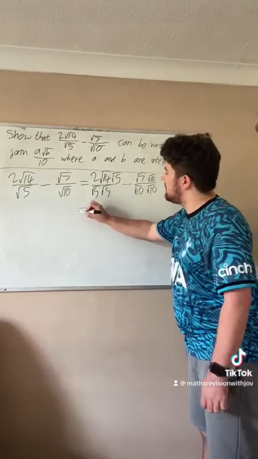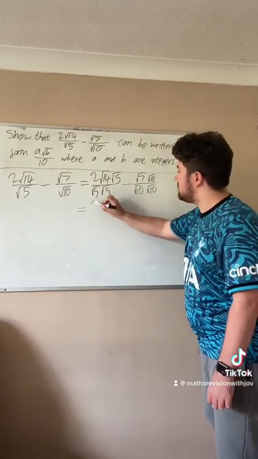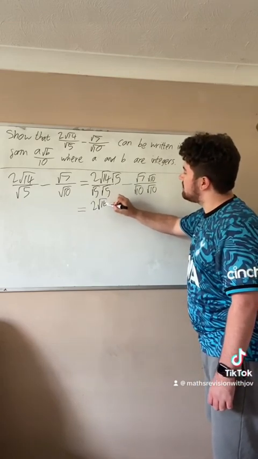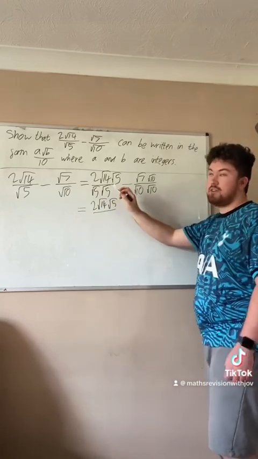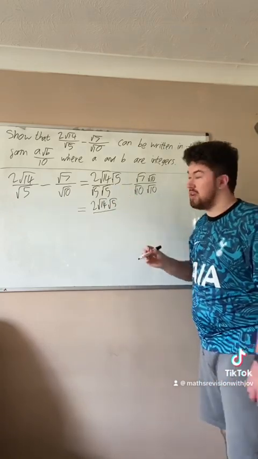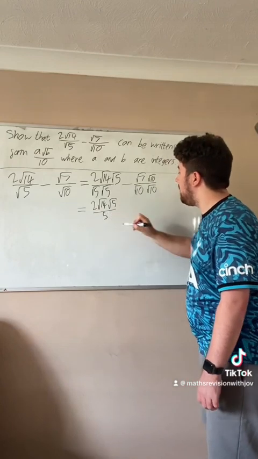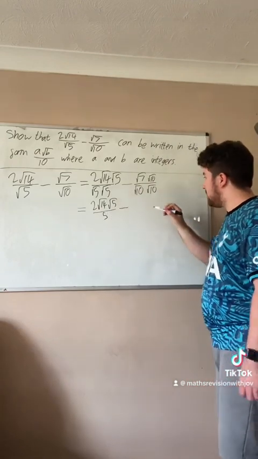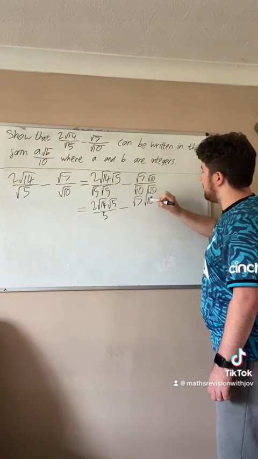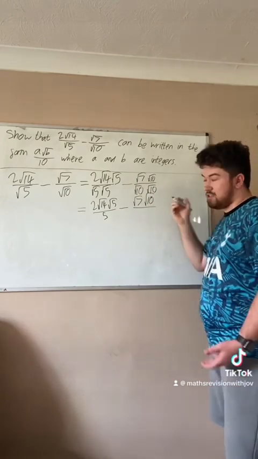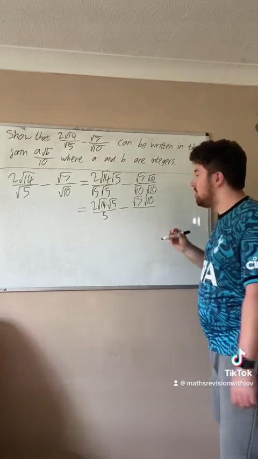We can simplify this to make the denominators rational now. So you can say that is equal to 2 times the square root of 14 times the square root of 5 divided by the square root of 5 times the square root of 5, which we know is 5. Same thing over here. We've got the square root of 7 times the square root of 10 divided by the square root of 10 times the square root of 10, which we know is 10.